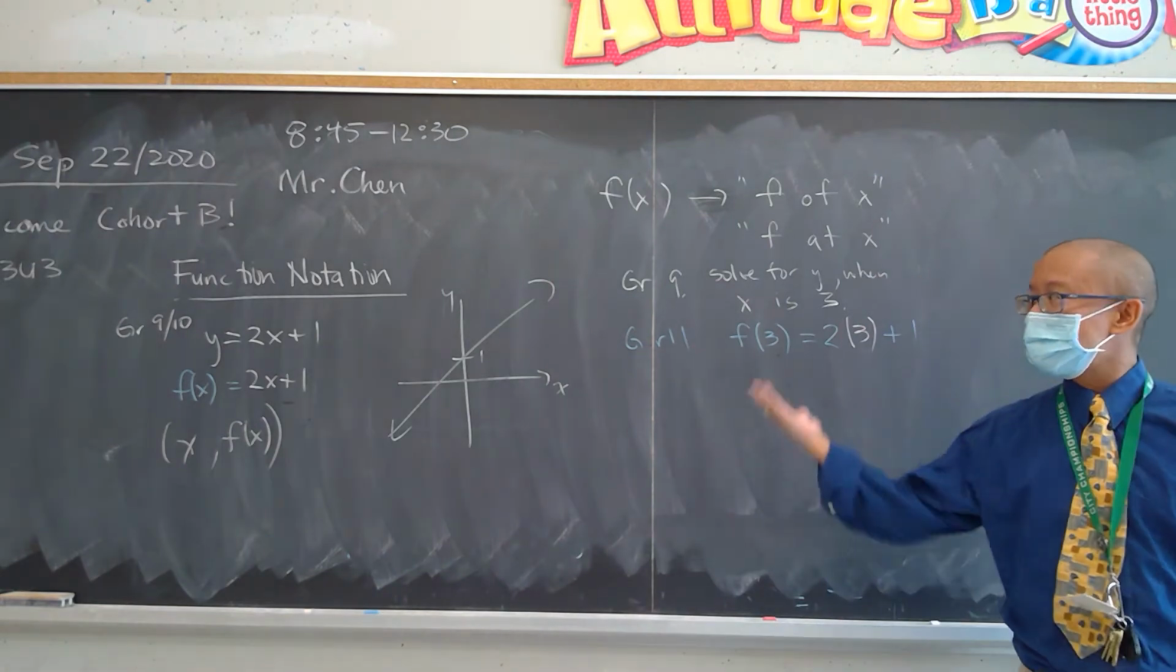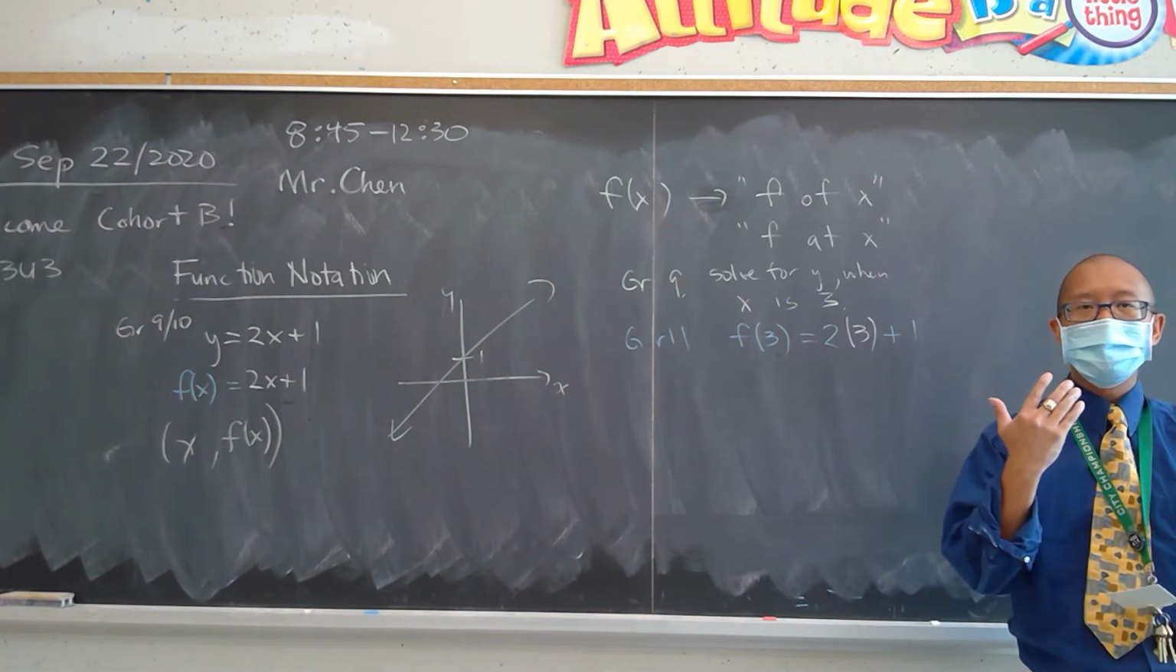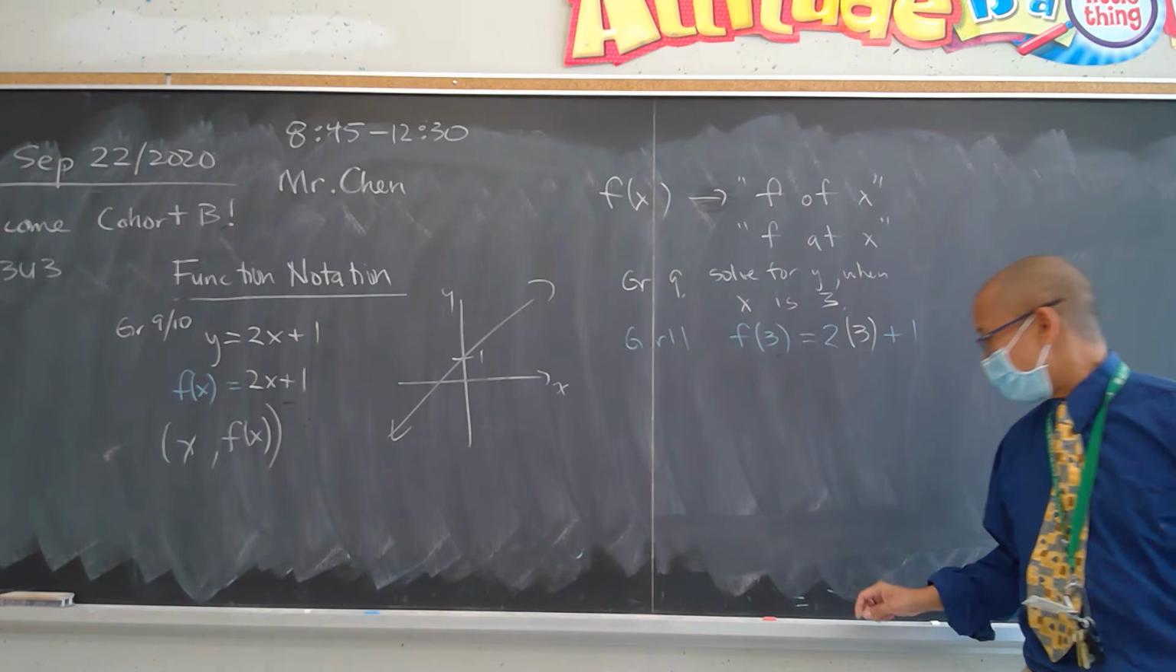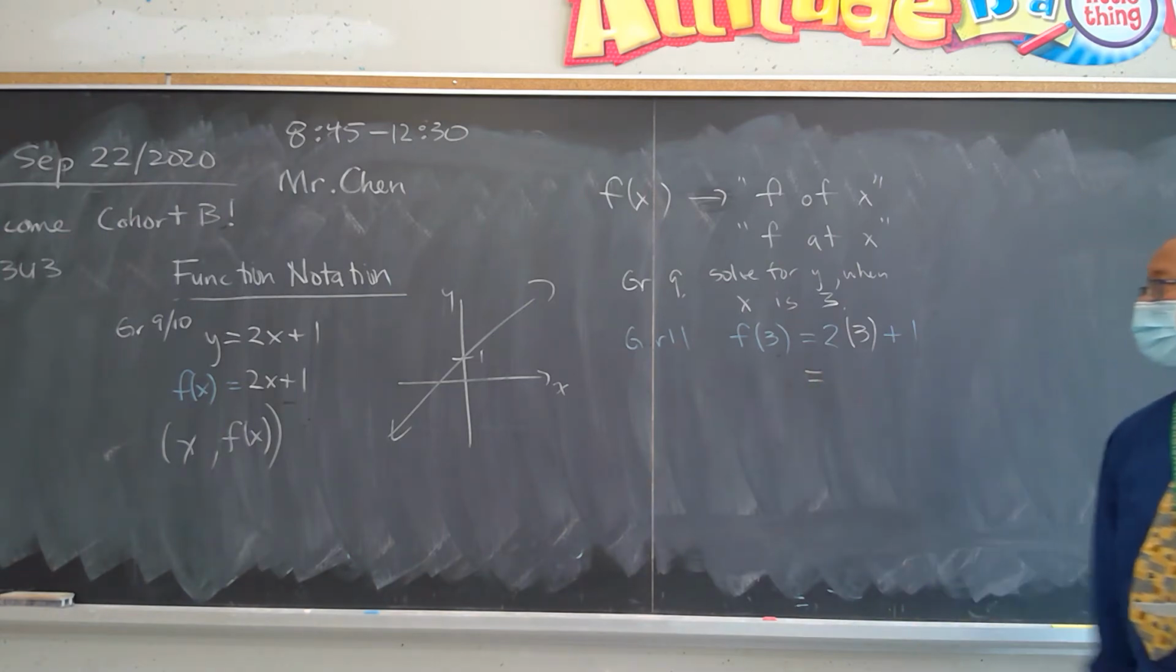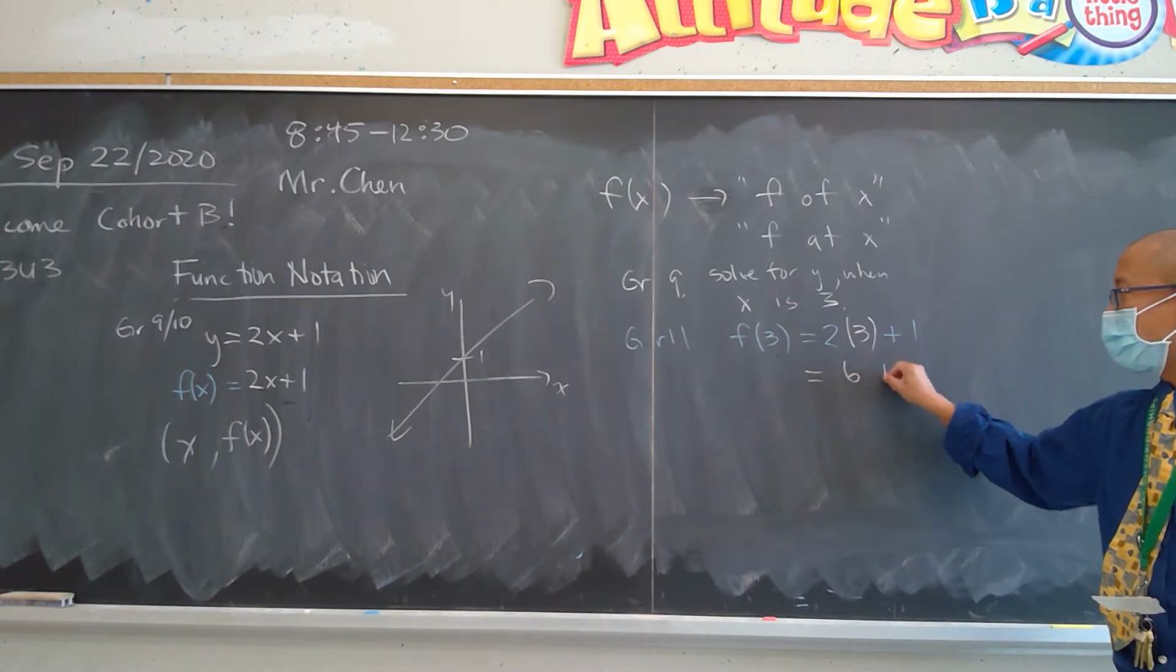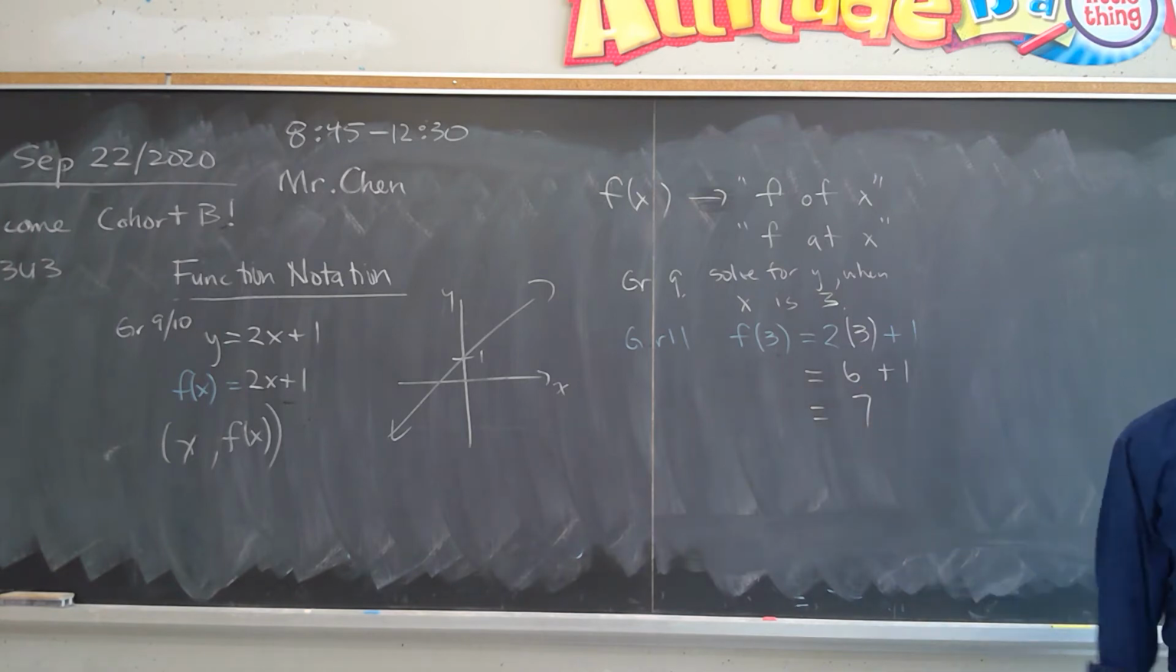That's really what it is. It is really what y is. It is really the dependent variable. A lot of us can do this math really easy. 2 times 3 plus 1, we always use order of operations. 7.